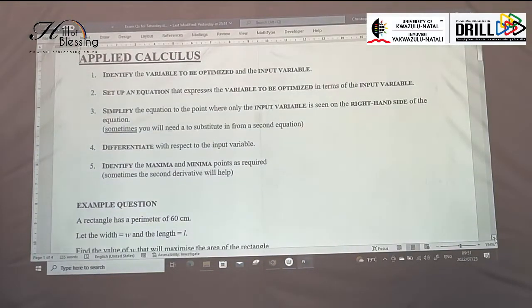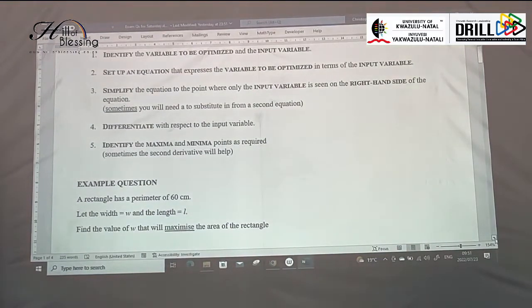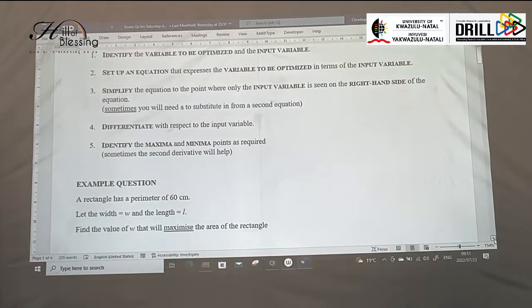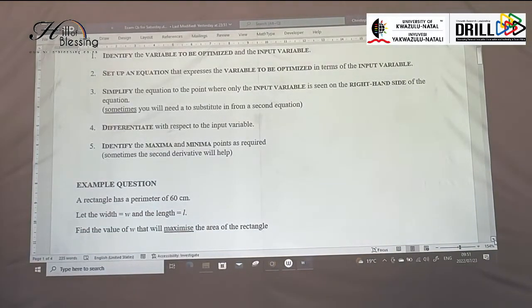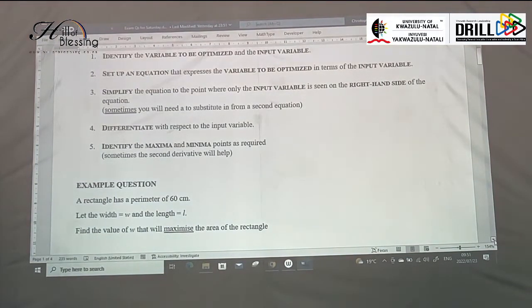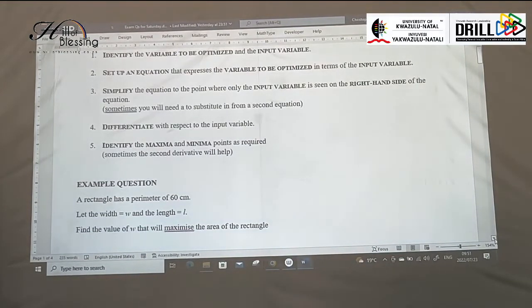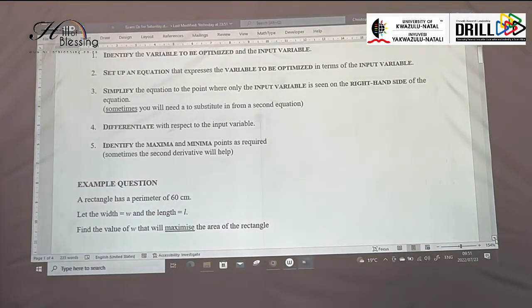We're given an example question. It says, a rectangle has a perimeter of 60 centimeters. Let the width equal W and the length equal L. Find the value of W that will maximize the area of the rectangle. Step number 1 is to identify the variable to be optimized and the input variable. What do we want to optimize in this question? The area of the rectangle. What is the input variable that will affect the area? It's the width, W.